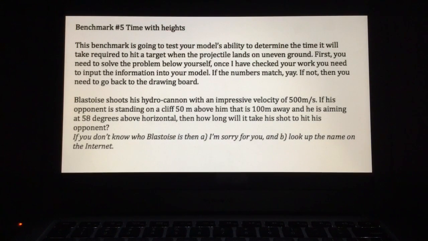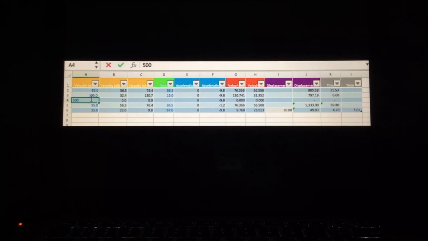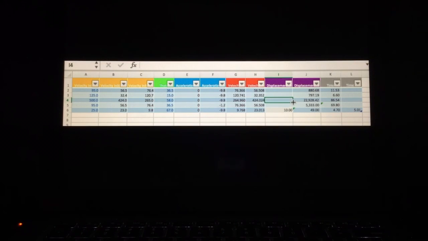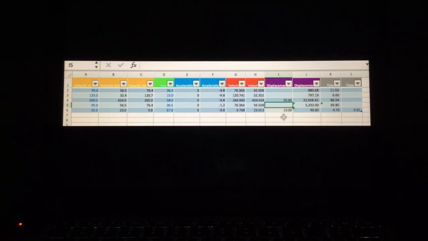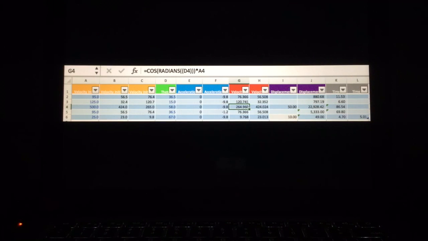In benchmark number 5, the same formulas are used. First, we have to plug in the velocity initial, then the angle, and finally the displacement in y. And that gives us a result in which the displacement x is 22,949 meters, and the time it takes for the object to travel that distance is 86.6 seconds. Above, you can see how all the benchmarks can be done with a calculator using the formula presented before.